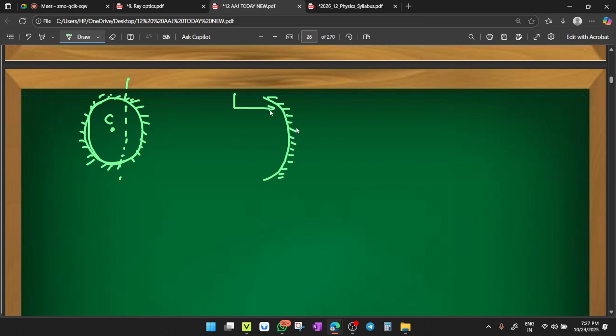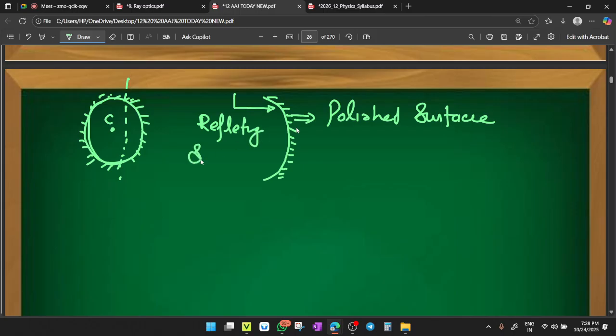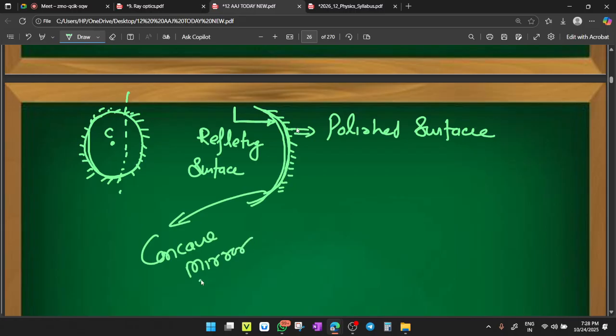And this is the reflecting surface. Yes or no? This outward surface is the polished surface, and this one is the reflecting surface. So when the reflecting surface is pressed inward, a cave-like structure is there. That type of mirror is called a concave mirror, right? So this mirror is said to be a concave mirror when a cave-like structure is formed.